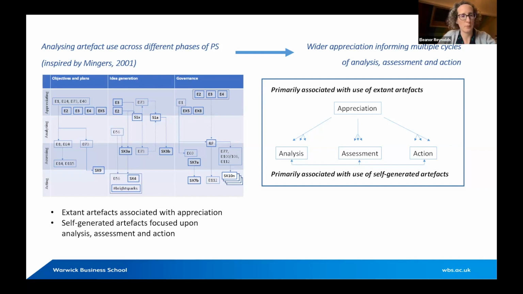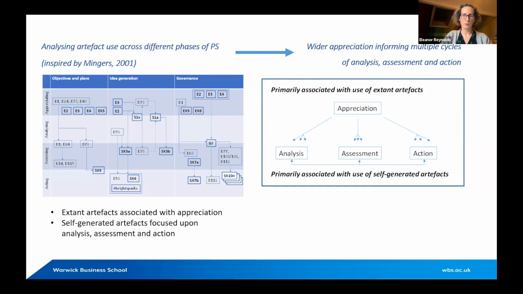Lower down the diagram, I've got these S references, and these were references to artifacts that they were producing within the group, and these were much more firmly focused upon analysis of the situation, assessment of the different courses of action that they might take, and in fact the action itself. So out of this analysis grew this idea that there was a wider appreciation that was informing multiple cycles then of analysis, assessment and action. And I've represented that in the diagram on the right there.